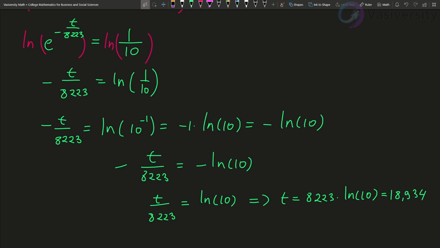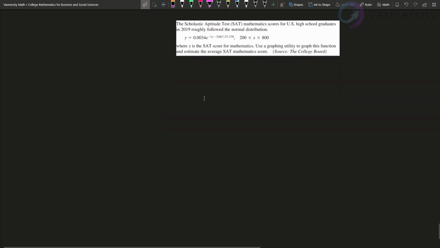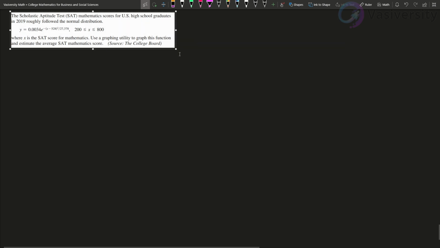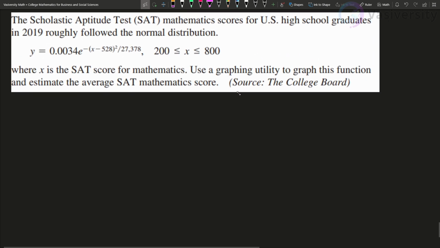So essentially, for a Gaussian model, we're just going to talk over this example. We're going to see the model and how it looks, and we're going to discuss it. So we have the SAT, or Scholastic Aptitude Test, which is the mathematics section for U.S. high school graduates in 2019, roughly following this normal distribution. So a normal distribution is essentially a bell curve, right? This is what we used in statistics.